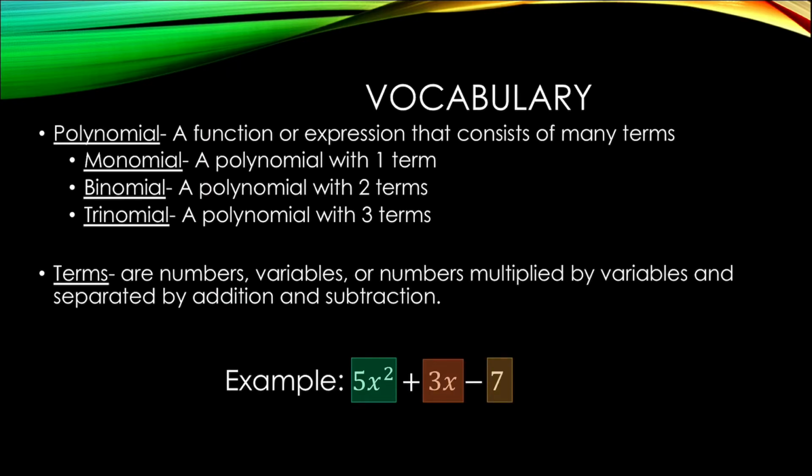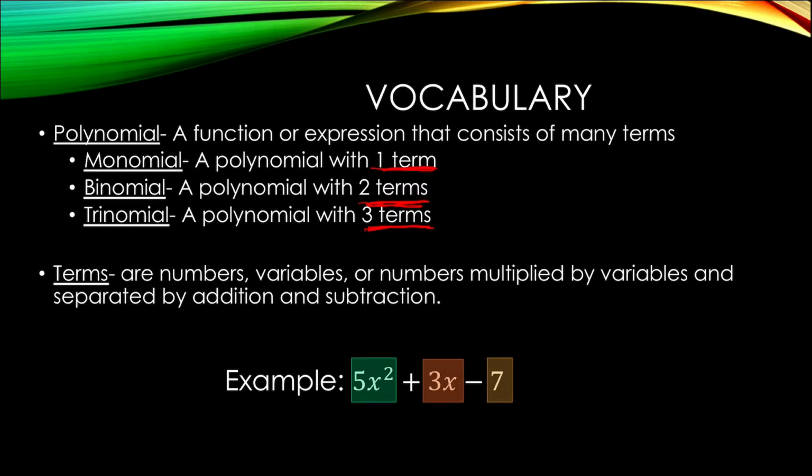Some vocabulary. We've gone over all these. A polynomial is a function or expression that consists of many terms. A monomial is a polynomial with just one term. A binomial is a polynomial with two terms. And a trinomial is a polynomial with three terms.